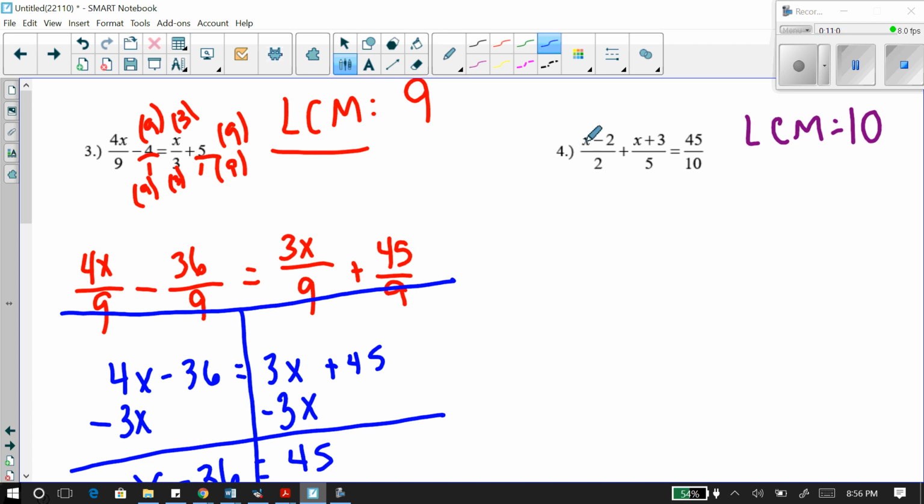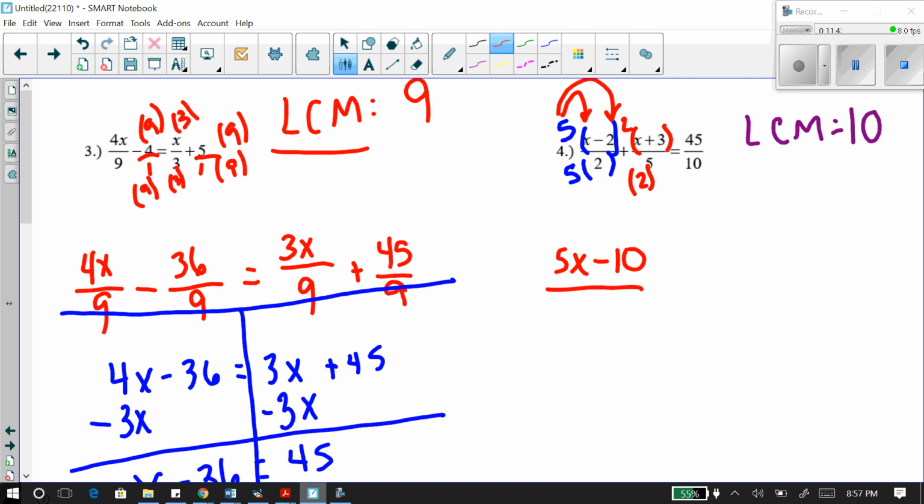So I multiply by 5. Now everything in the denominator and the numerator gets multiplied by 5 in the first fraction. Okay, 5 times 2 is 10. So everything on top and everything in the bottom. And 10 is already 10, so I'm going to leave it. Now let's do all of our multiplication. Now the tricky thing here is that everything is multiplied by 5. So 5 times x is 5x. 5 times negative 2 is negative 10, all over 10.